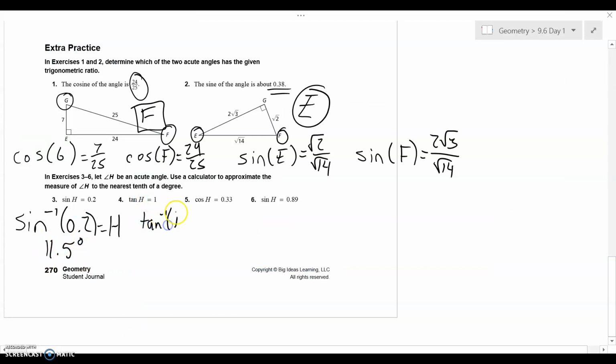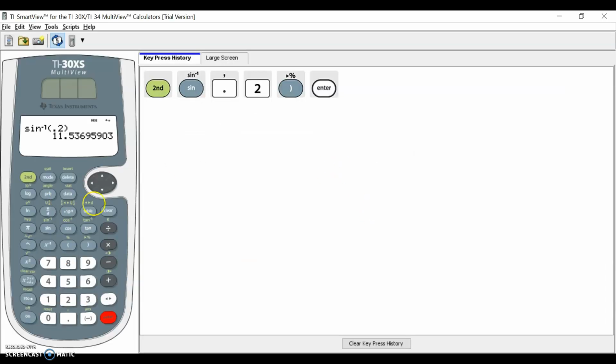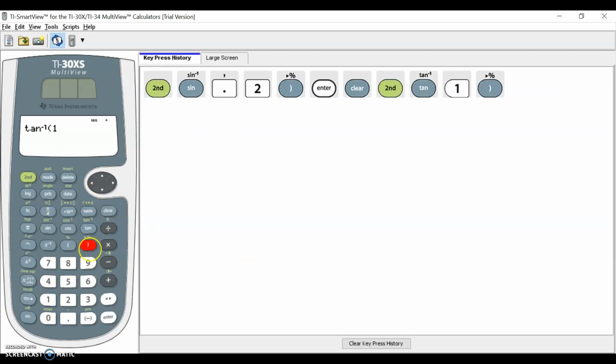Tangent inverse of 1 would be our h. Cosine inverse of 0.33 would be our h. And then sine inverse of 0.89 would be our h. So 4 different triangles, 4 different ratios, and applying this idea of an inverse. So then I'm going to go in and I'm going to type tangent inverse of 1. So tangent inverse of 1, and I hit enter. That's going to give me 45 degrees.